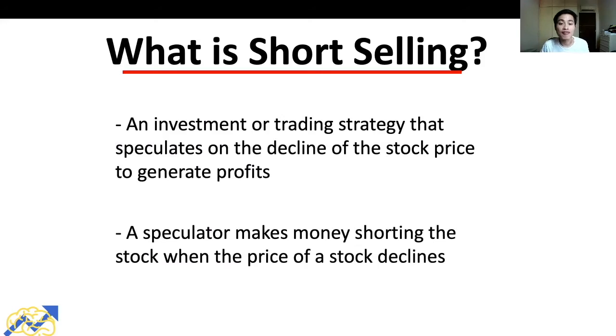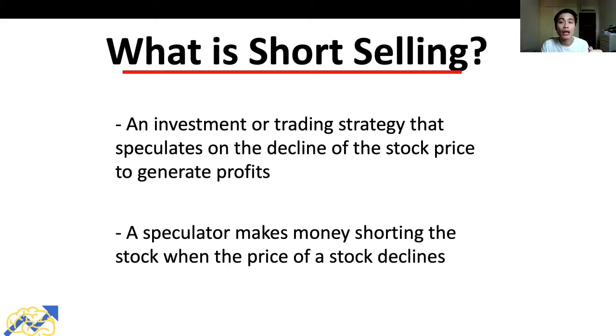Short selling is an investment or trading strategy that speculates on the decline of the stock price to generate profits. So it is basically the opposite of buying a stock. When you're buying a stock, you are hoping that the price of a stock increases over time. And if the price of a stock increases over time, you will make money. But short selling is the opposite. When you short a stock, you are hoping that the price of a stock declines over time. And if the price of a stock declines over time, you will make money.